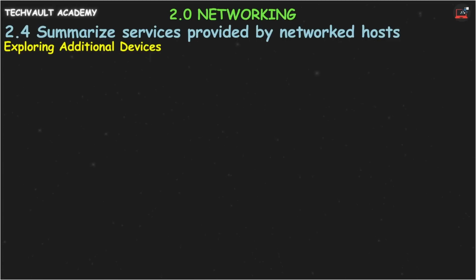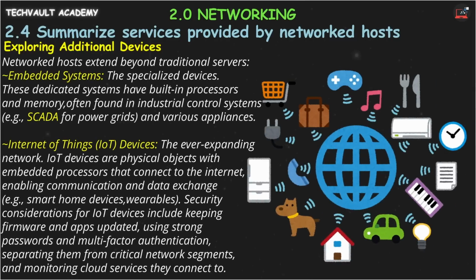Beyond servers and appliances, exploring additional devices. Networked hosts extend beyond traditional servers, embedded systems, the specialized devices. These dedicated systems have built-in processors and memory, often found in industrial control systems, for example SCADA for power grids, and various appliances. Internet of Things, IoT devices, the ever-expanding network.